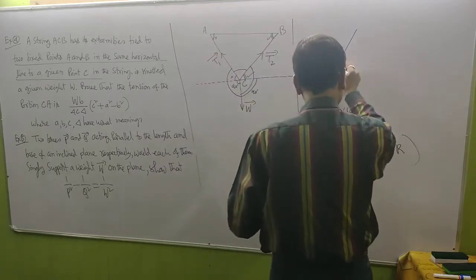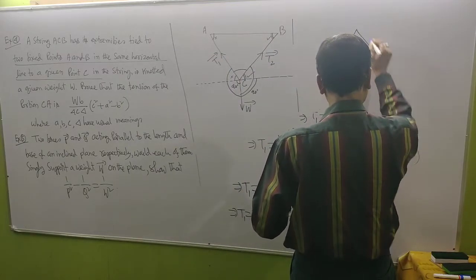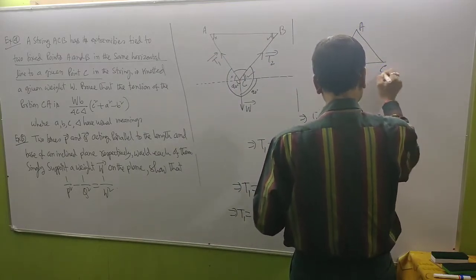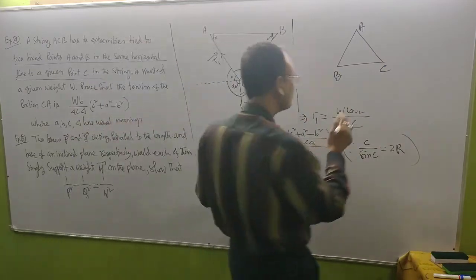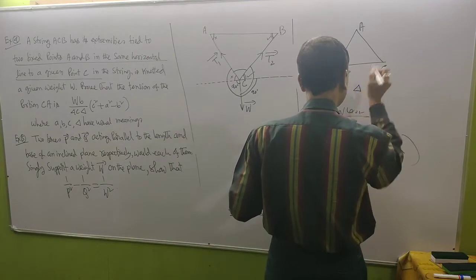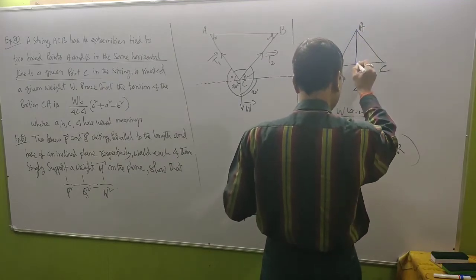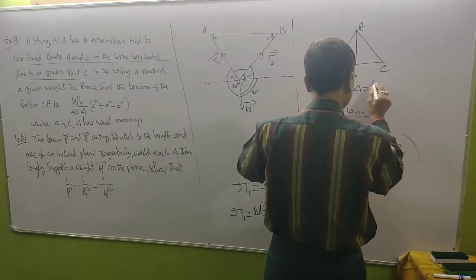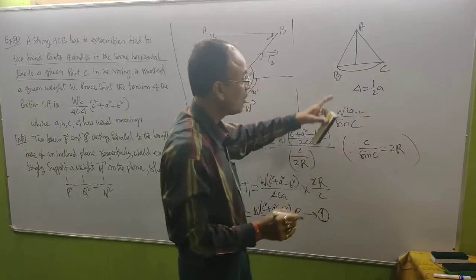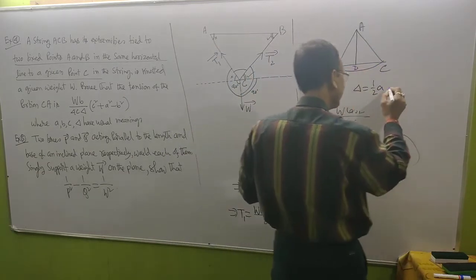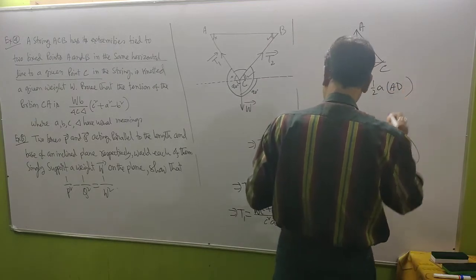Let me remind you. Suppose this is a triangle ABC. What is the area of the triangle? Area of the triangle equals half base into altitude. Half into base. Base means this BC equal to A. The altitude, suppose this altitude be AB. Half base into altitude.